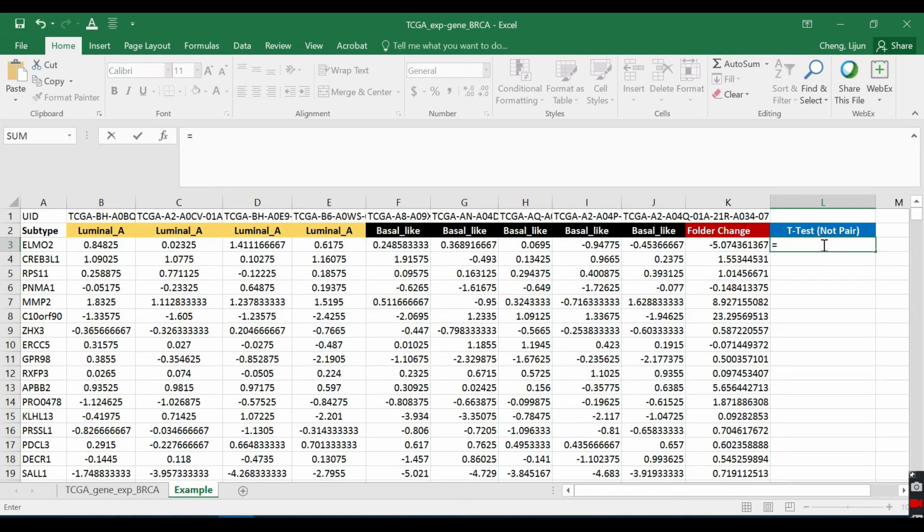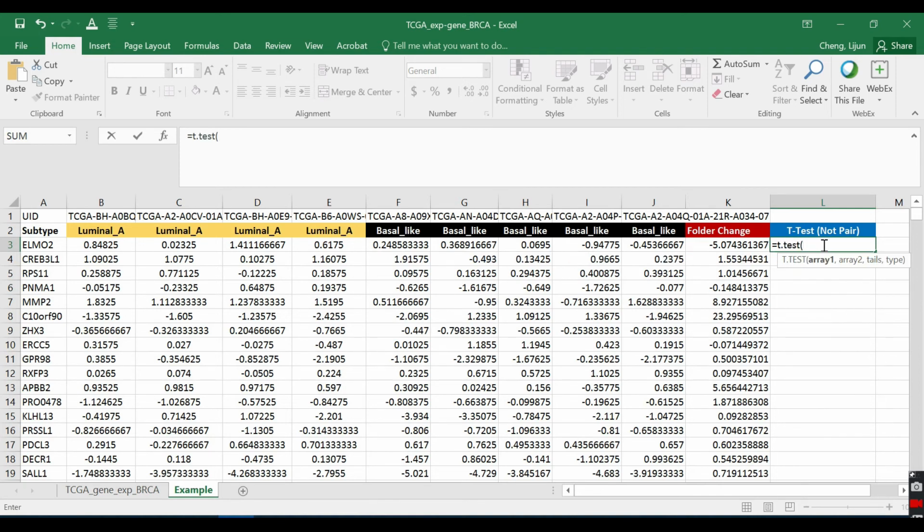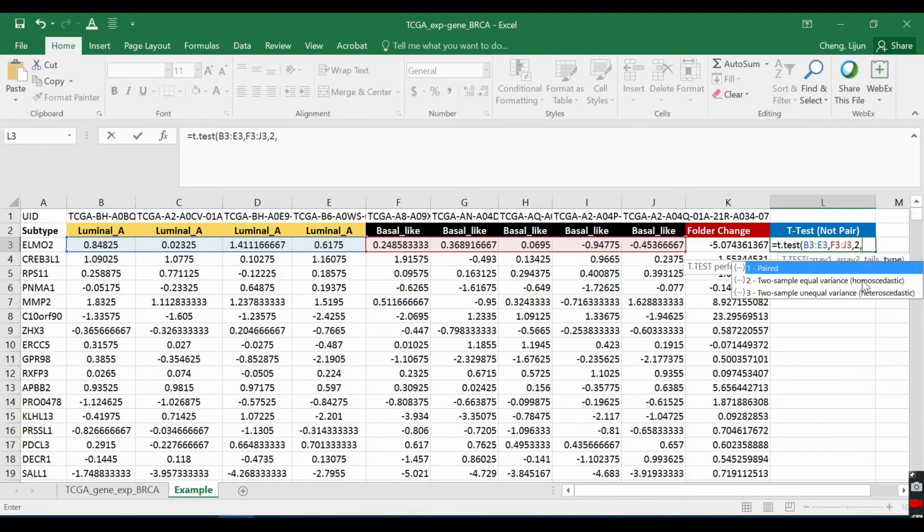And in Excel, the t-test starts with equals T.TEST. We click the first group and we select the second group. Here it has a one-tailed distribution and a two-tailed distribution. One tail means we only look at whether group 1 is larger than group 2, or group 1 is smaller than group 2. If you look at both, you pick the two-tailed distribution. Here the parameter we pick is two-tailed.